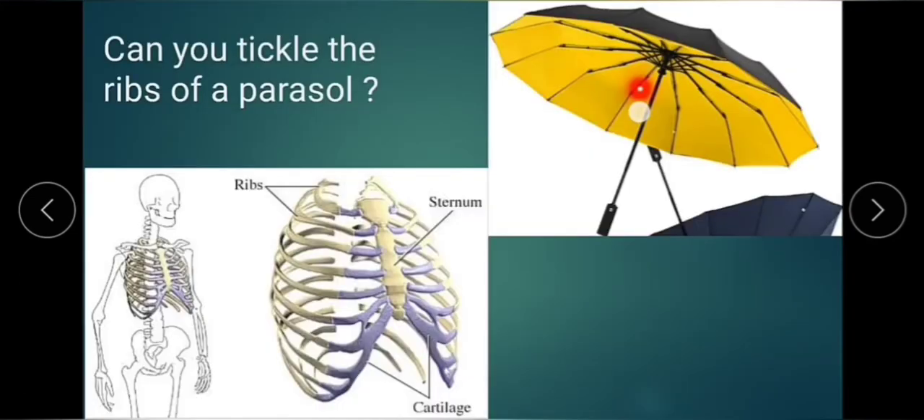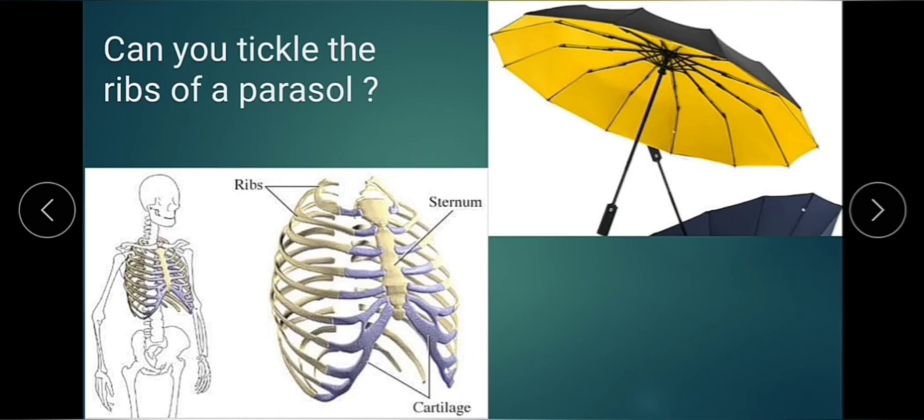Now the next line. Can you tickle the ribs of a parasol? What is a parasol? A parasol is an umbrella. Now, what do you mean by ribs of a parasol? Ribs of a parasol simply means this internal part of the umbrella. That is called the rib. The ribs of the umbrella. And the other ribs, as you see in the image, the human ribs.